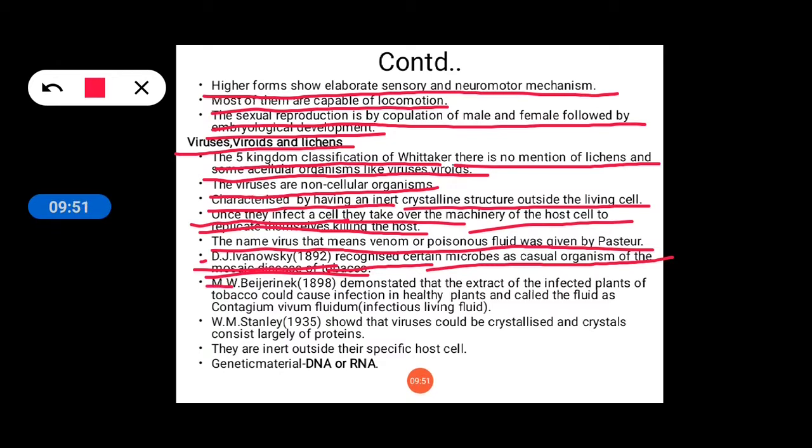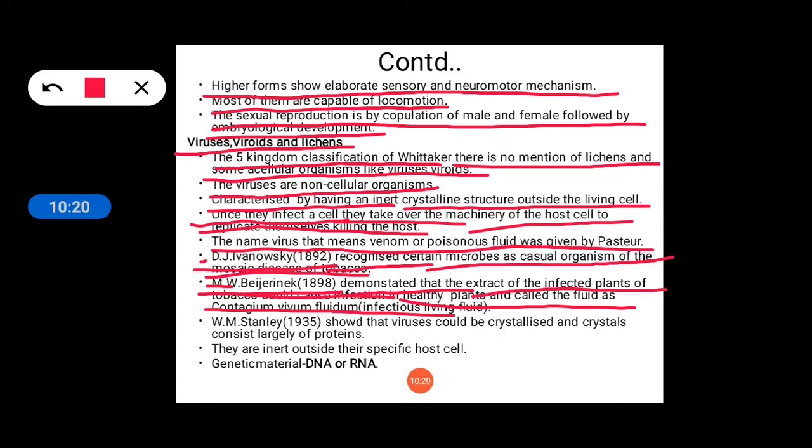M.W. Beijerinck in 1898 demonstrated that the extract of the infected plants of tobacco could cause infection in healthy plants, and he called the fluid contagium vivum fluidum, or infectious living fluid. Okay, I think this point is clear. That is, in 1898, M.W. Beijerinck was a scientist.